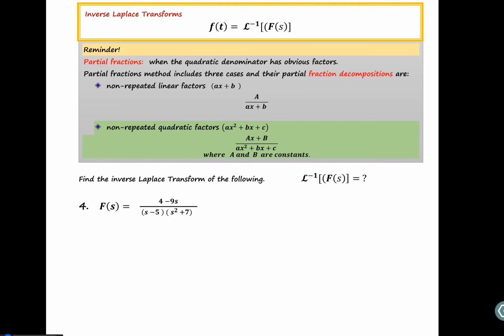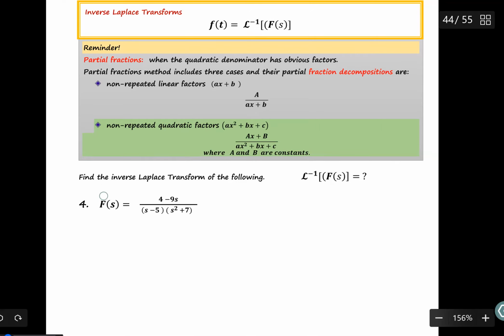Hello everyone. In this video, we will find the inverse Laplace transform of function F(s). Given function F(s) equal to (4 minus 9s) divided by (s minus 5) multiplied by (s squared plus 7). Note that we have two factors as the denominators. So in this case, it's obvious that we have to use the partial fraction method.